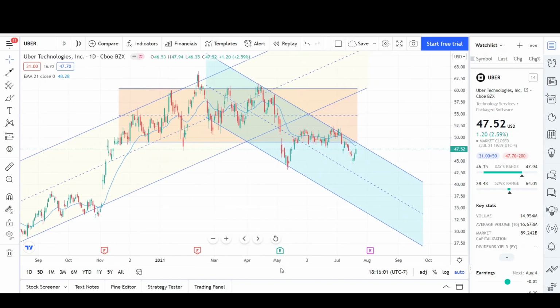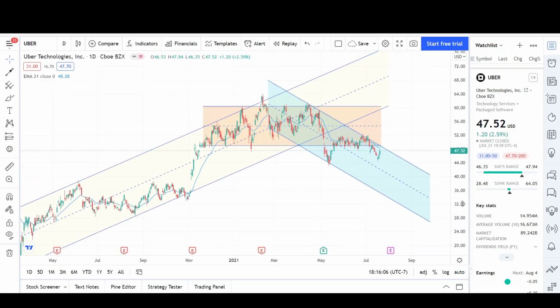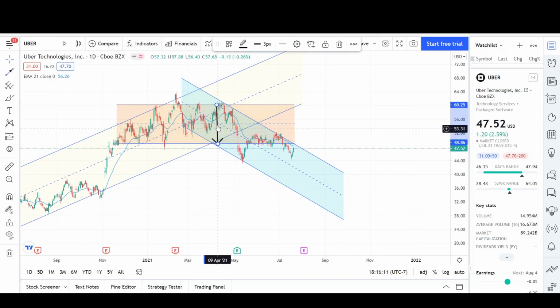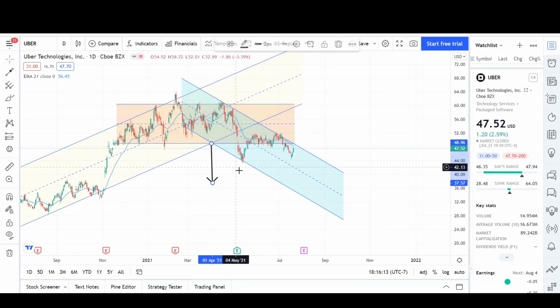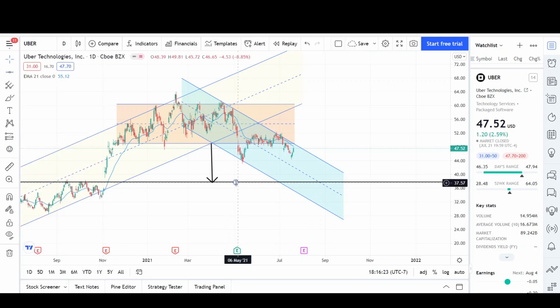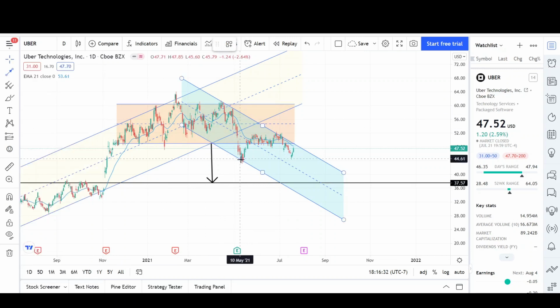Now, since I'm bearish on Uber, we're gonna look at some downside targets, which would be the size of this range, and that would take us to the $37 level. I'm gonna go ahead and put a horizontal line there. Give me 1 second. That's perfect right there. That's that $37 level.